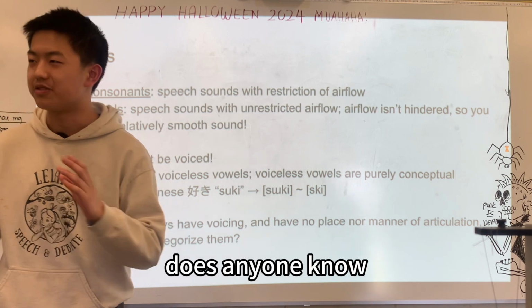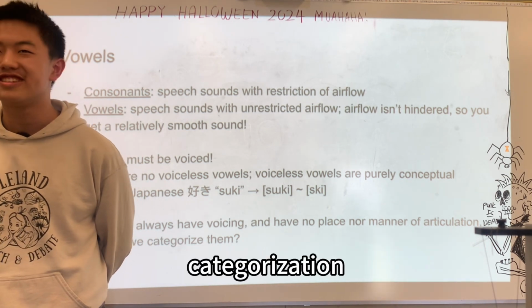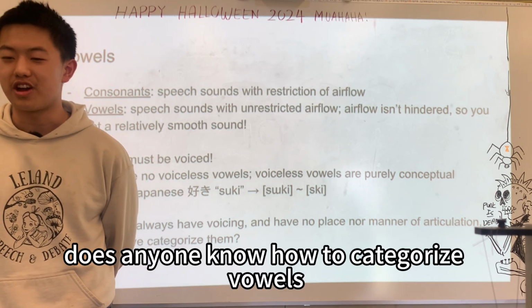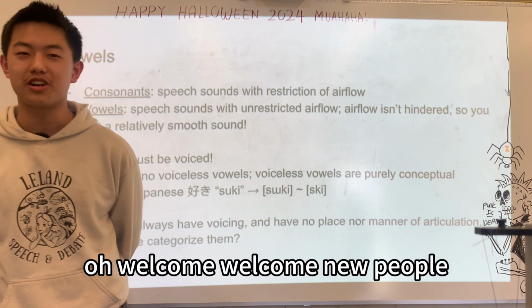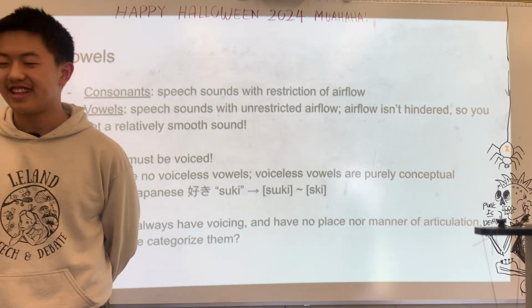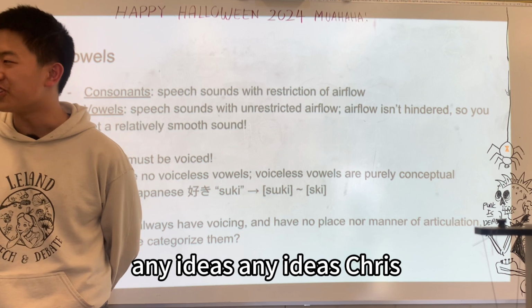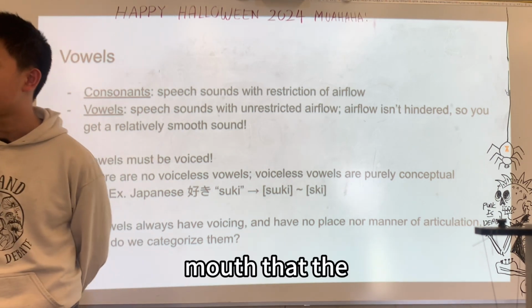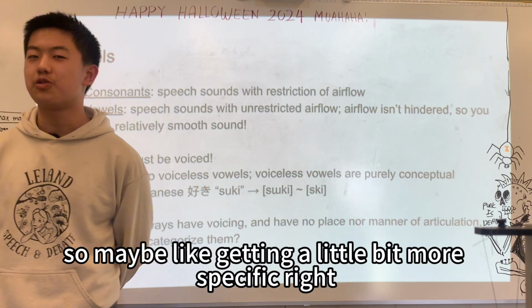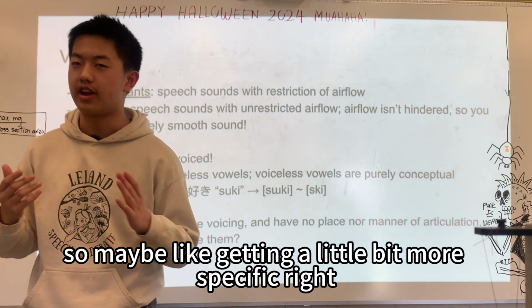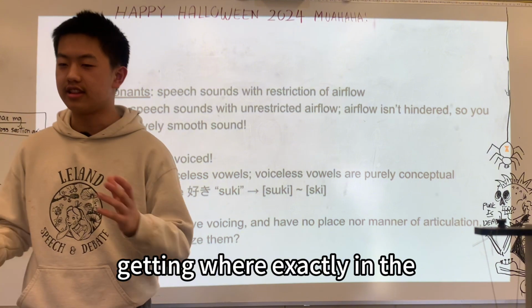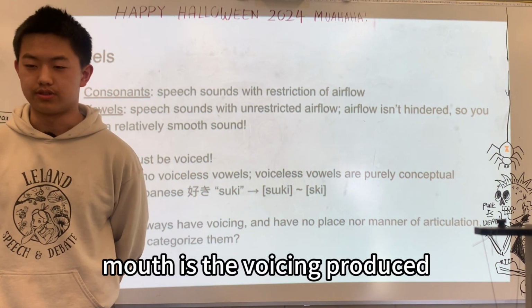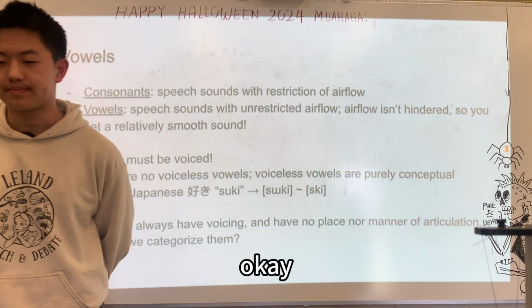So if vowels always have voicing and have no place or manner of articulation, how exactly do we categorize them? Does anyone know? Categorization? Does anyone know how to categorize vowels? Oh, welcome, new people. Any ideas? Chris? I guess maybe where in the mouth the voice is produced. Yeah, so maybe getting a little bit more specific, right? Where exactly in the mouth is the voicing produced. Okay.